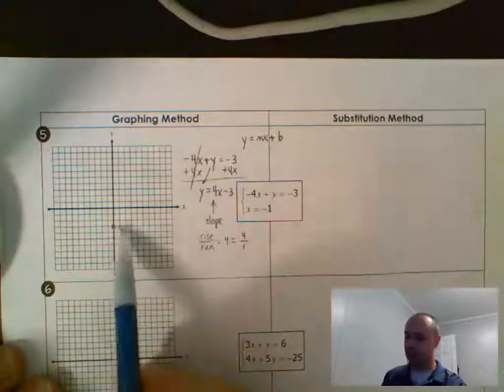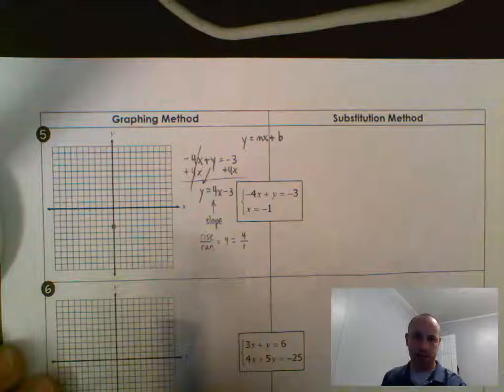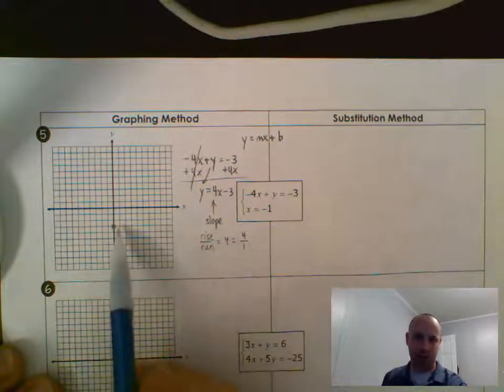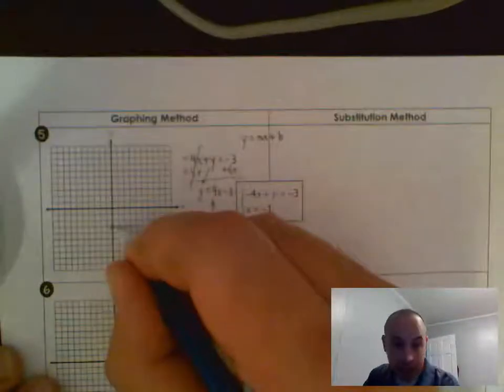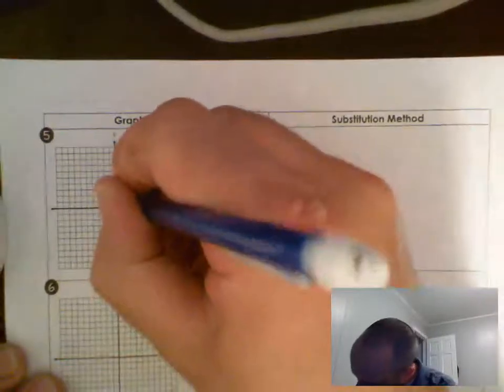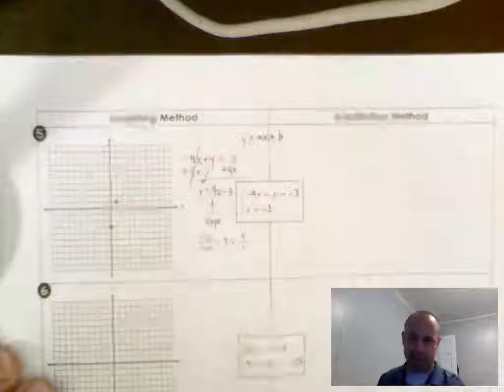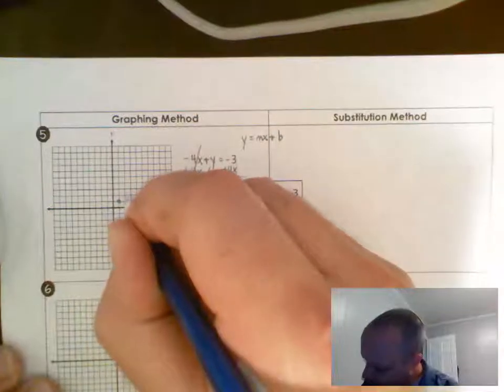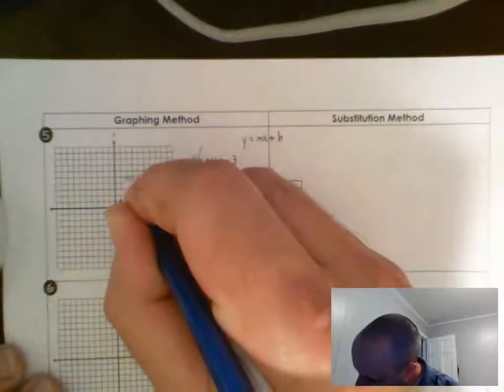So every time we locate that first point, every time we run once to the right, so from here to here, we have to rise 1, 2, 3, 4, put a dot, and it's that same ratio. So every time you run one, rise 1, 2, 3, 4, put a dot, run one, rise 1, 2, 3, 4, put a dot.